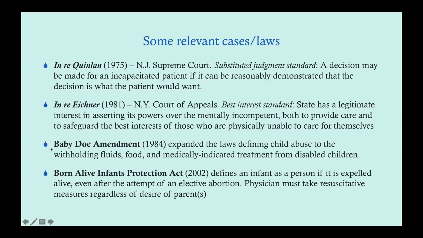The Baby Doe Amendment was a very important amendment that came about in the 1980s, which really established how we approach life-saving, life-preserving interventions for children, and it expanded the laws defining child abuse to include withholding fluids, food, and medically indicated treatment from disabled children, and ultimately this expanded with additional amendments. So this got passed in the 1980s under the Reagan administration.